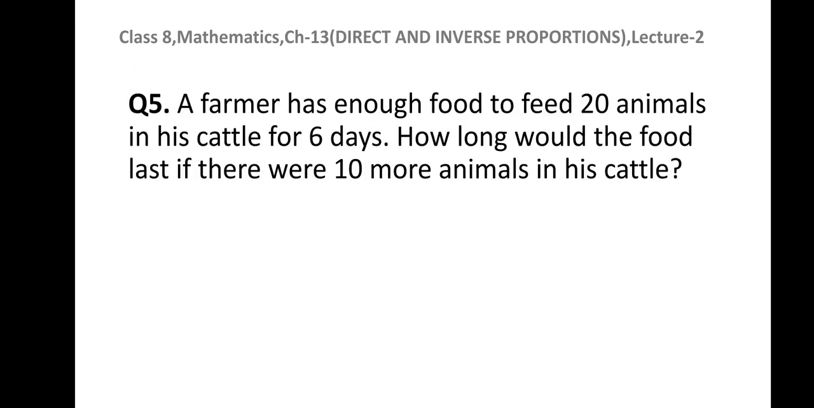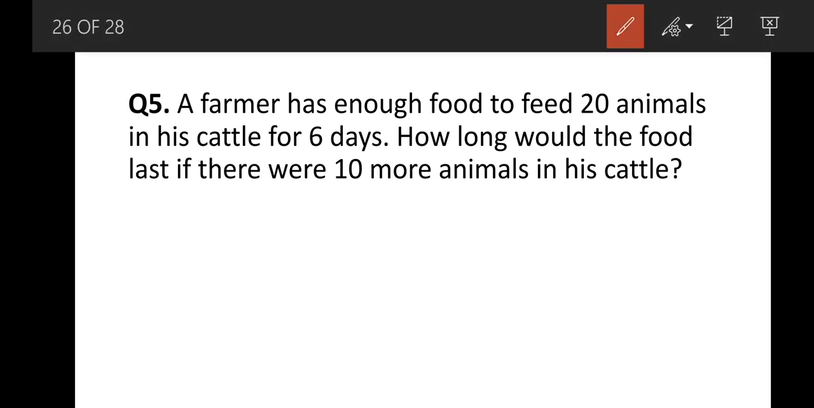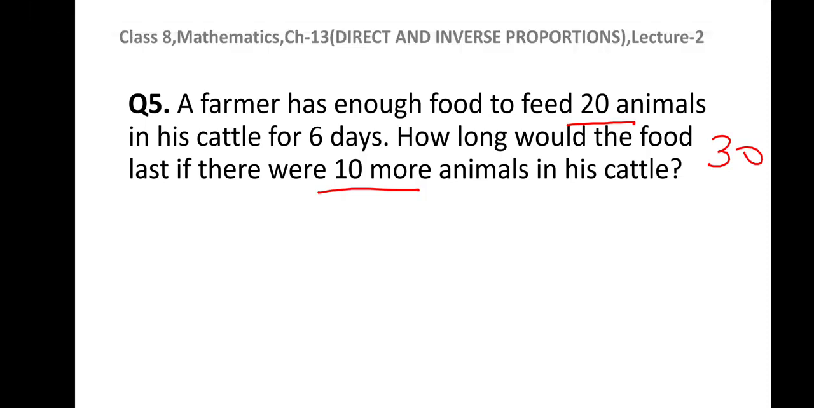Let us talk about question number 5. A farmer has enough food to feed 20 animals in his cattle for 6 days. How long would the food last if there were 10 more animals in his cattle? Earlier there were 20 animals, now there will be 30 animals. For how long would the food last in that case if there are 30 animals in total? So let us make a table first.